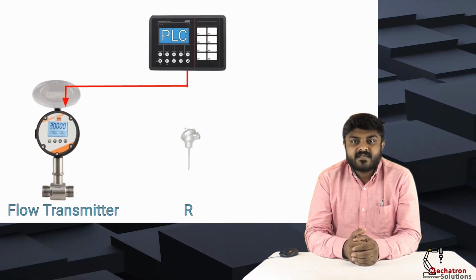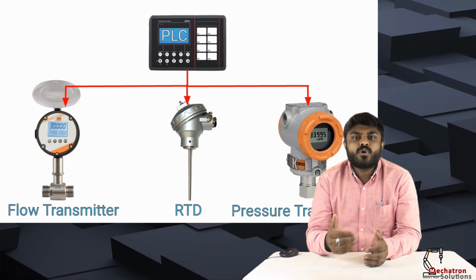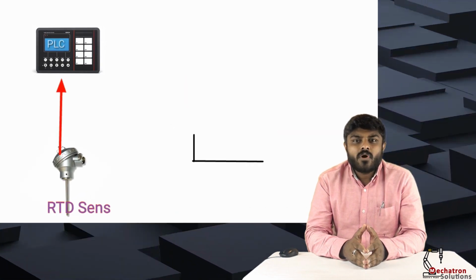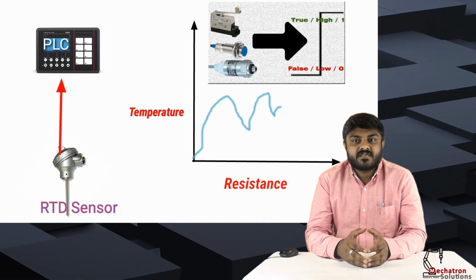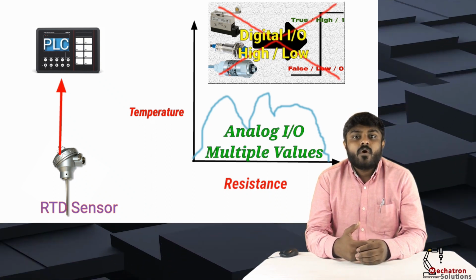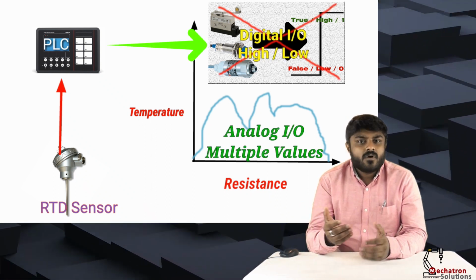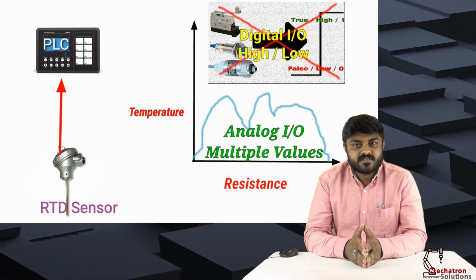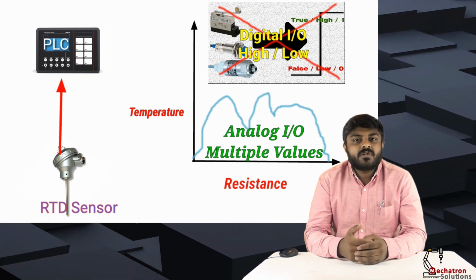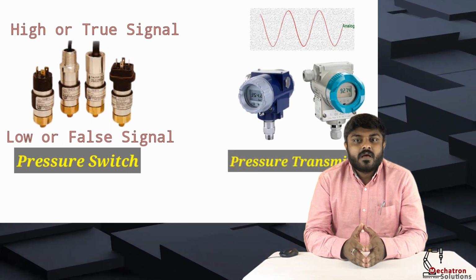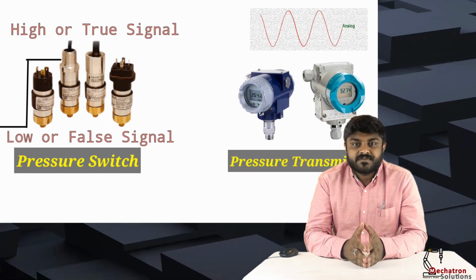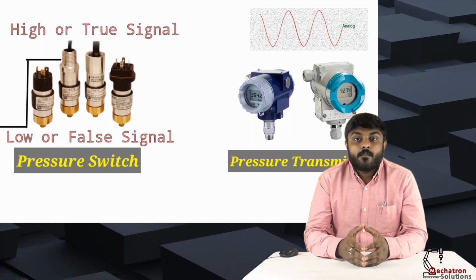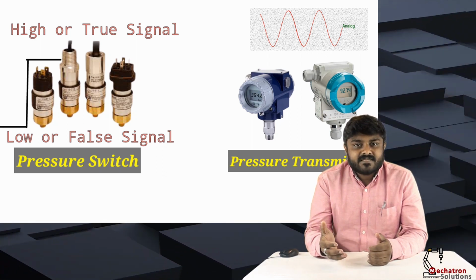Now, analog sensors and analog actuators have more than two states, or we can get continuous values, not like digital sensors or digital switches, which give only two states like high or low. Let's take one example of an industrial hydraulic system in which we want to measure pressure. We can use either a pressure switch or a pressure transmitter. Now we will understand the difference between them.